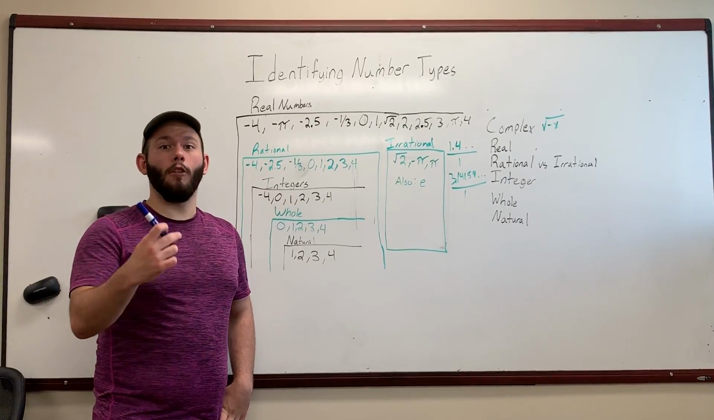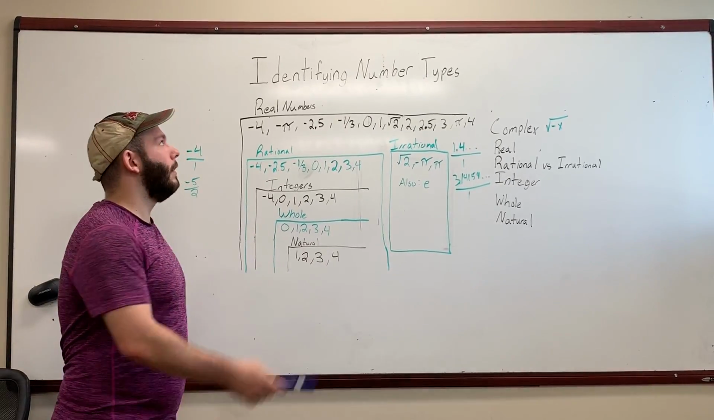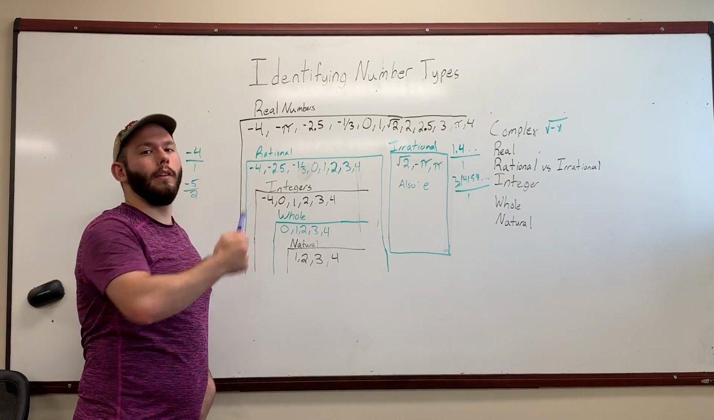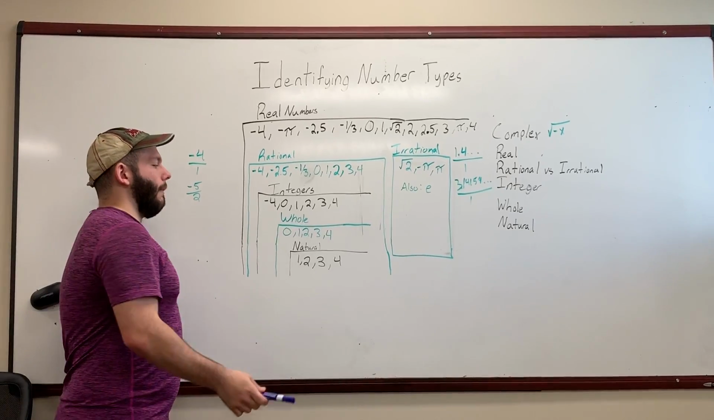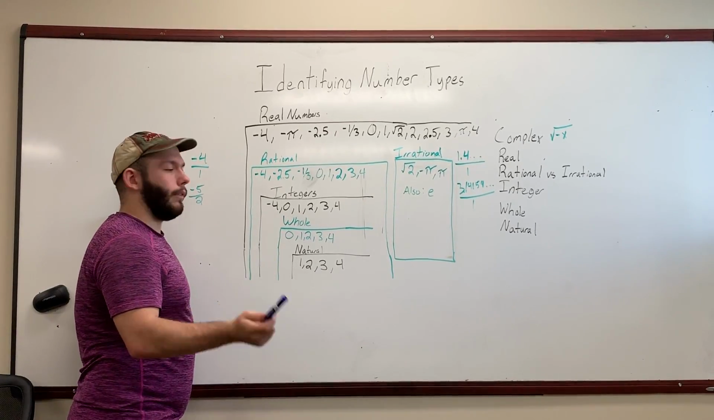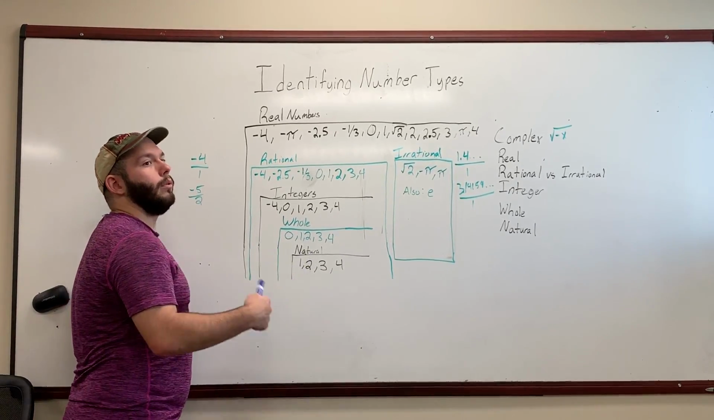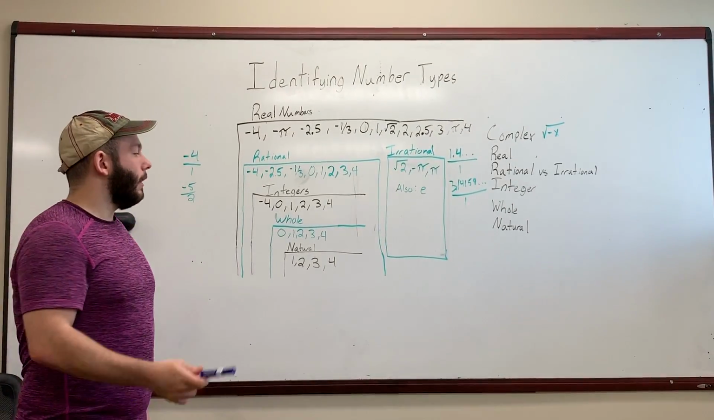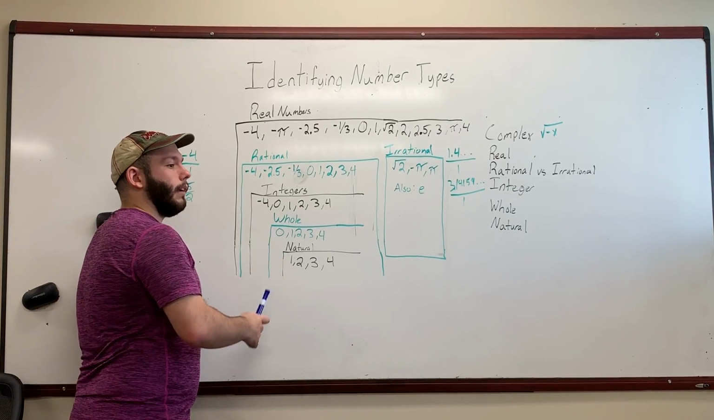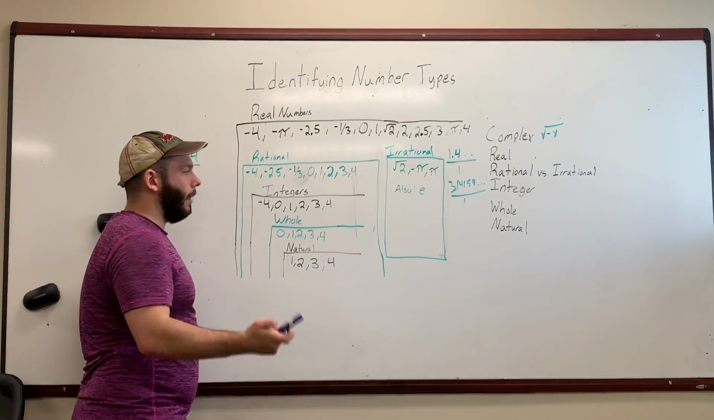Alright, so for this video, we're going to be discussing how to identify different number types. We'll start with the most basic and work our way up. So the most basic, we have the natural numbers, or the counting numbers. Numbers like 1, 2, 3, 4, 5, all the way up to positive infinity. So these numbers are considered the most basic and the least inclusive of all the number types.